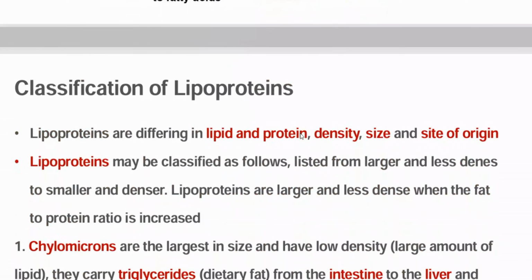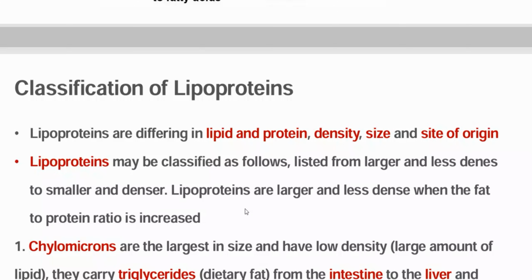Now, the classification of lipoproteins. Lipoproteins differ in lipid and protein density, size, and site of origin. So lipoproteins may be classified as follows, listed from larger and less dense to smaller and denser. Lipoproteins are larger and less dense when the fat to protein ratio is increased.